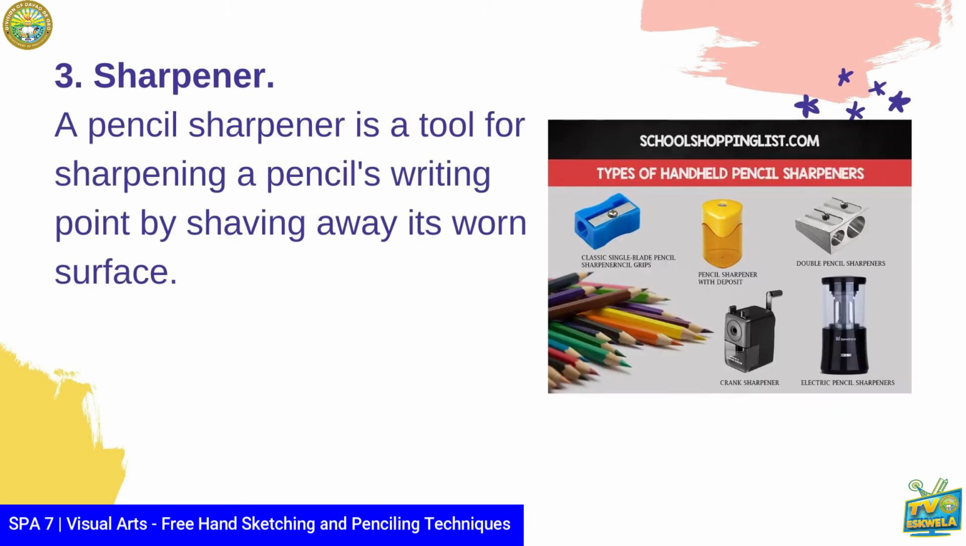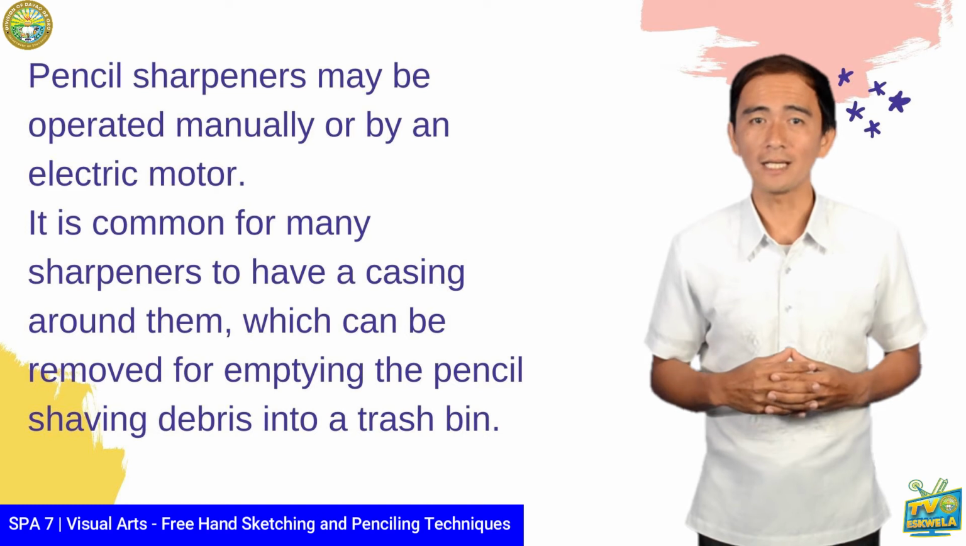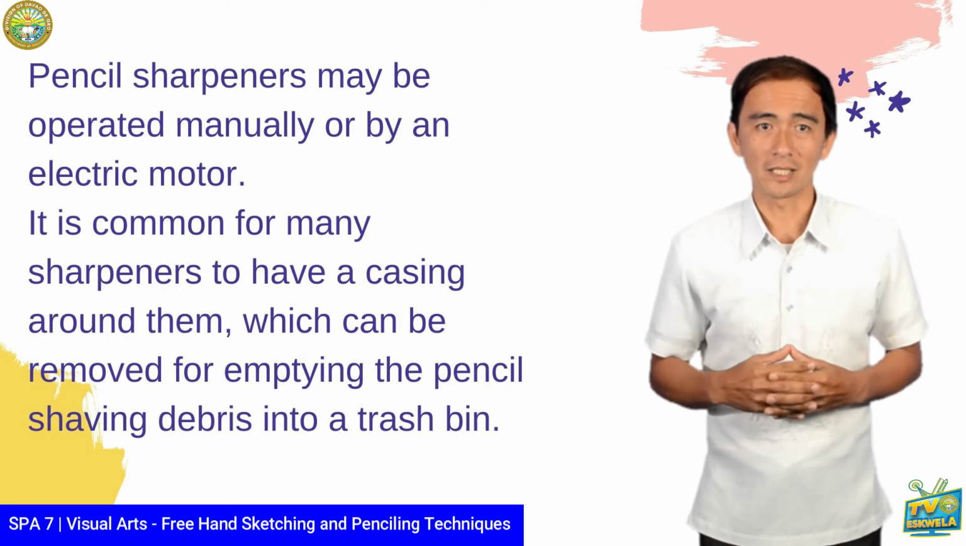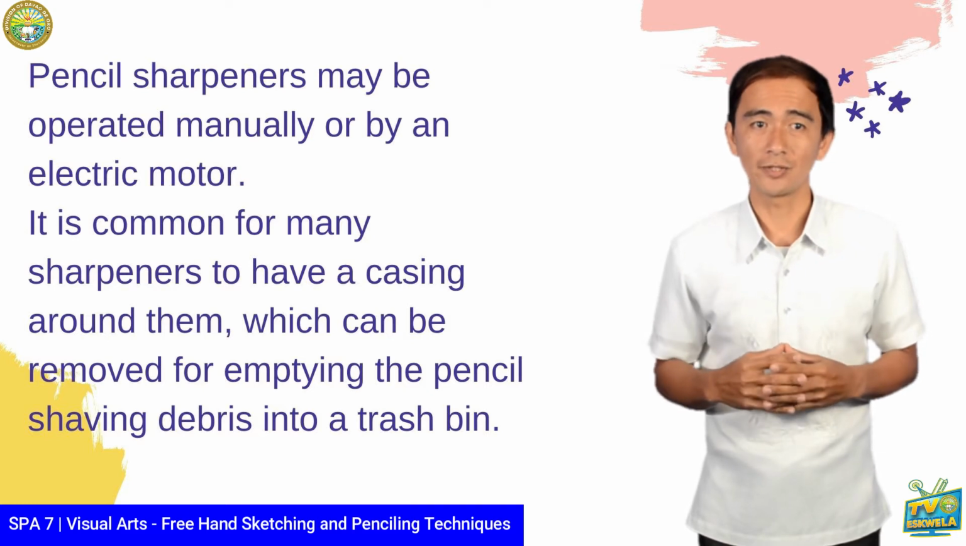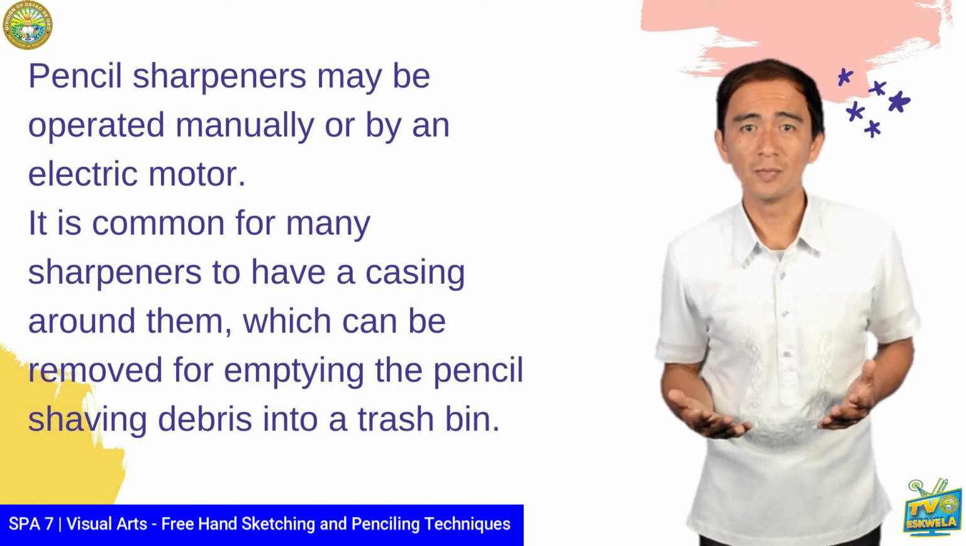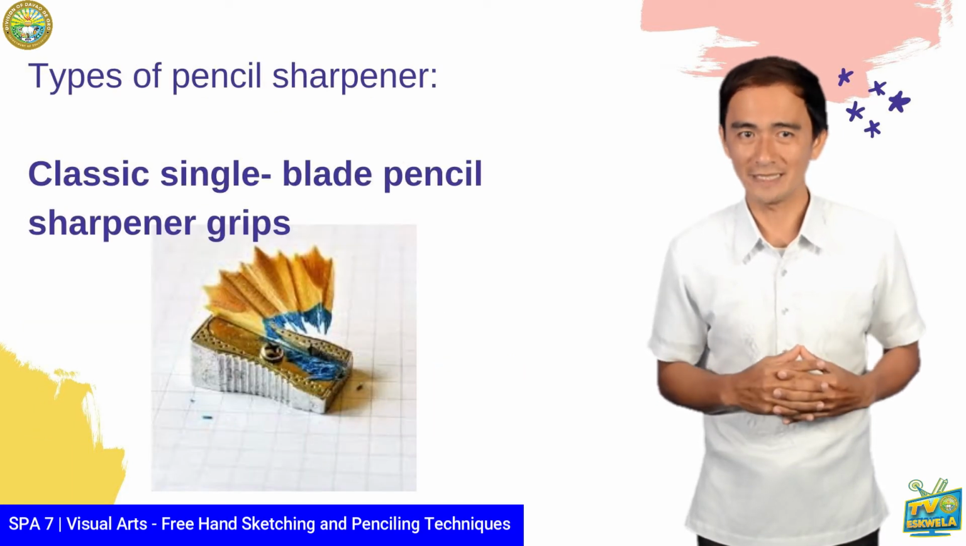Number 3. Sharpener. A pencil sharpener is a tool for sharpening a pencil's writing point by shaving away its worn surface. Pencil sharpeners may be operated manually or by electric motor. It is common for many sharpeners to have casing around them, which can be removed for emptying the pencil shaving debris into a trash bin.